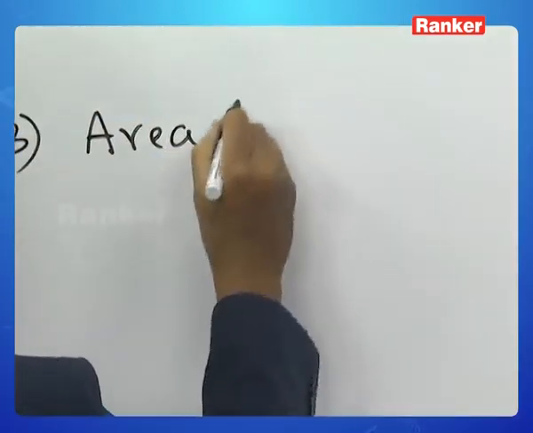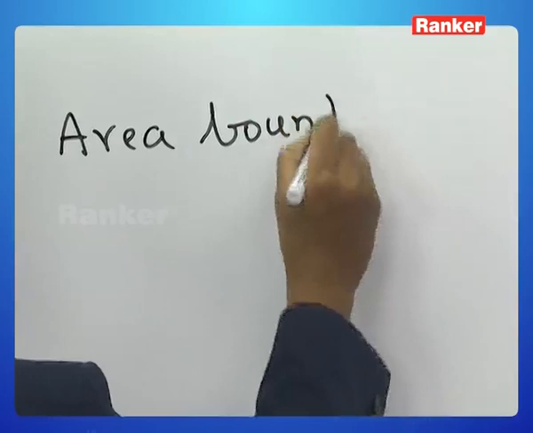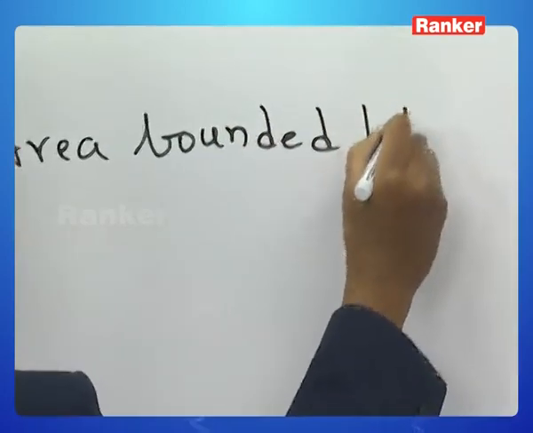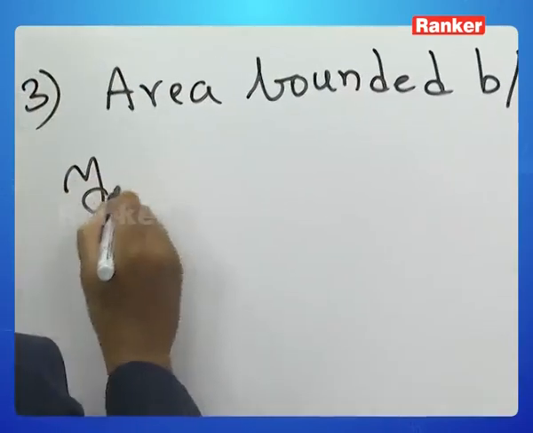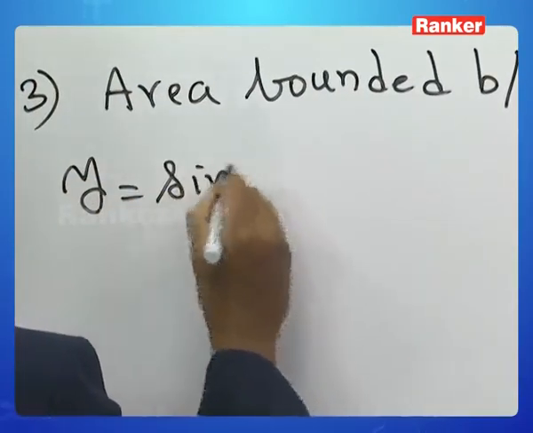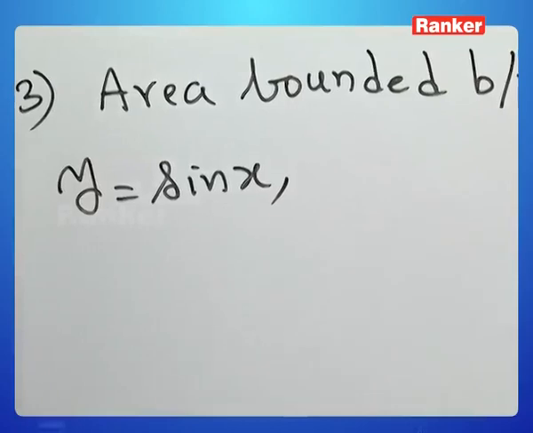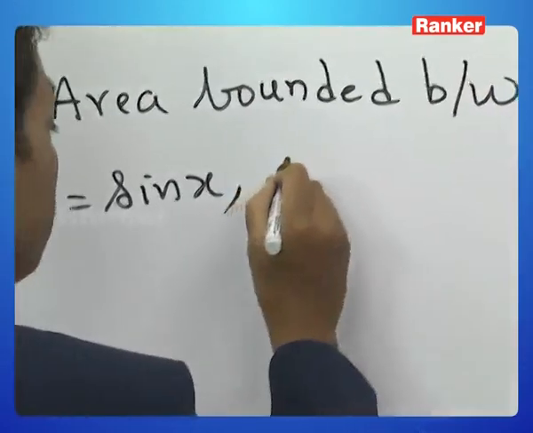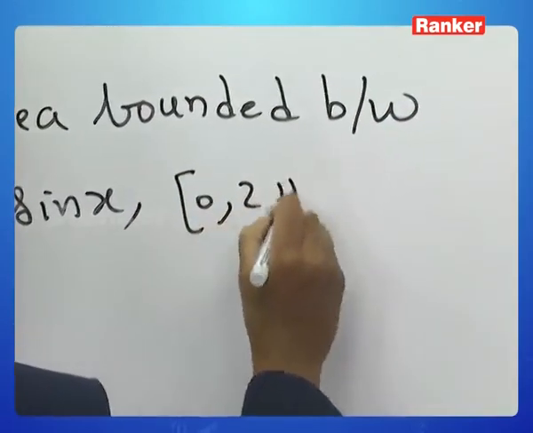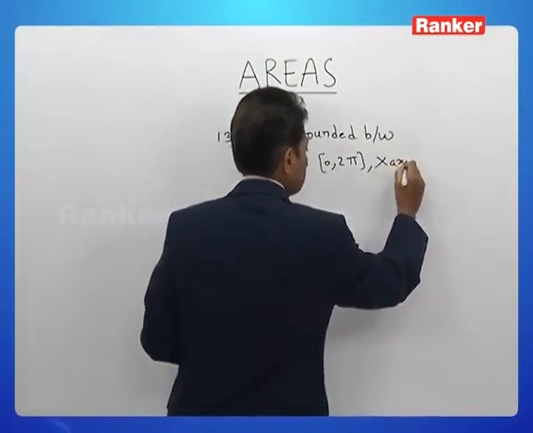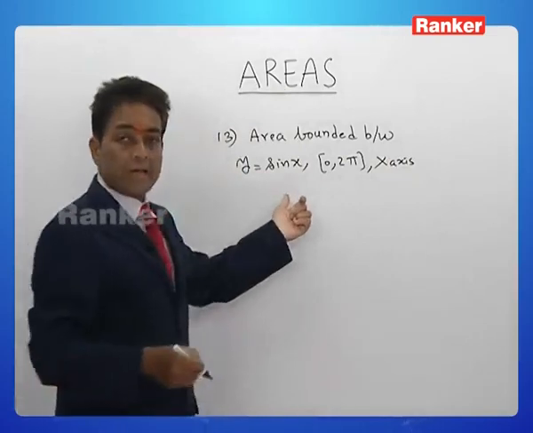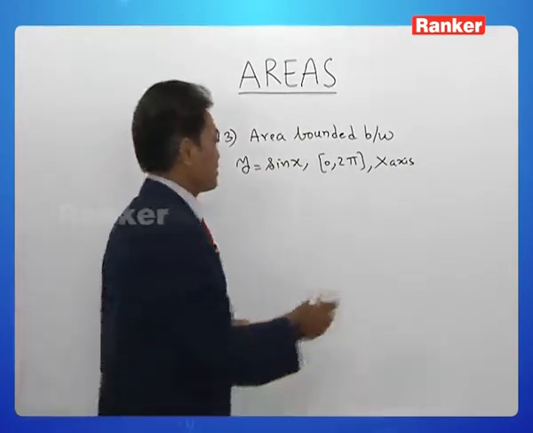Area bounded between y is equal to sin x. What are the limits given? X is 0 to pi, 2 pi and x axis also. So let us try to put this diagram so that we can understand what is the area.